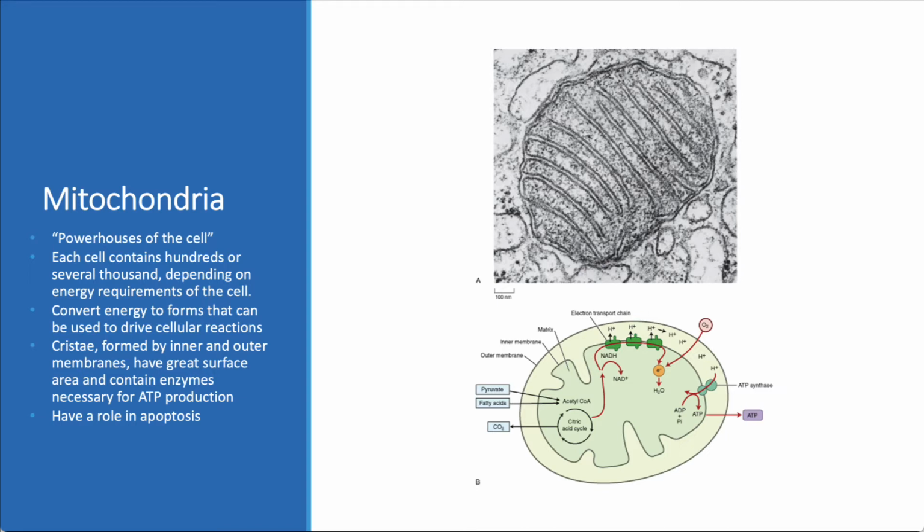And what they do is they convert energy to forms that can be used in cellular reactions. And what is that form? We're going to talk about it all semester. ATP, right? That is the currency of the cell. And it's exchanged inside the cell for production of energy.